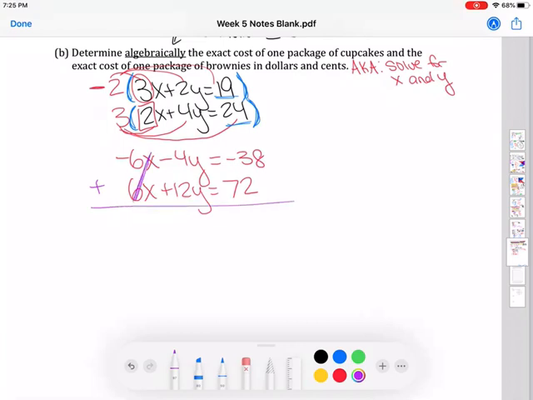Okay, we did the shortcut, so now when I add these together, one of my variables is going to eliminate, which is perfect. So negative 4y plus 12y is going to get me 8y. Your equal sign comes down when you're adding equations together, and a negative 38 plus 72 is going to be 34.